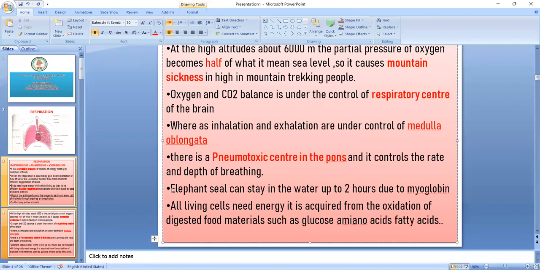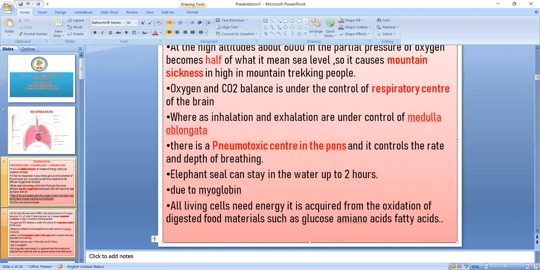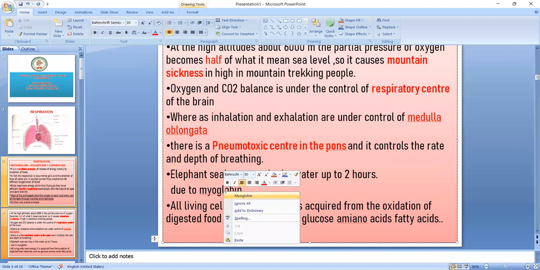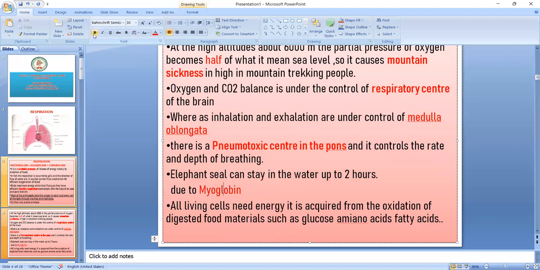Yeah, so here the elephant seal can stay in the water up to 2 hours. Okay, so how can it stay, being a mammal? Here the reason is given as due to the presence of myoglobin. What is myoglobin? Myoglobin is a respiratory pigment. What is the function of myoglobin? It stores the oxygen.